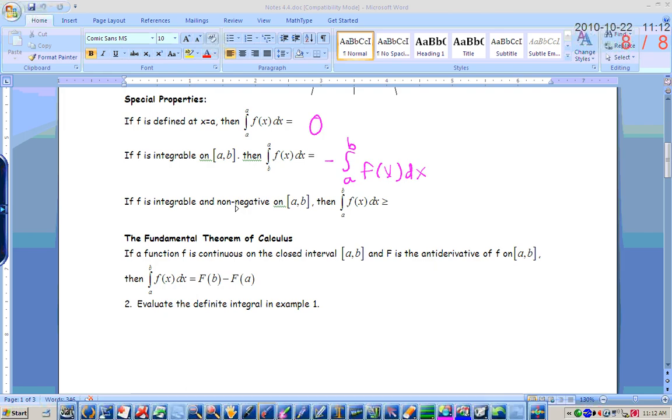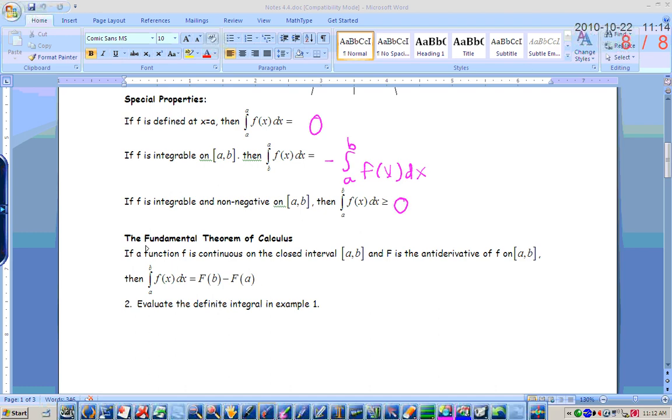Okay, if f is integrable, that just means you're able to integrate it. And non-negative on a to b, what does that mean? All of the y values are positive, right? So the graph is above the x-axis. So if f is all above the x-axis, then the integral from a to b of f of x dx will always be greater than 0.